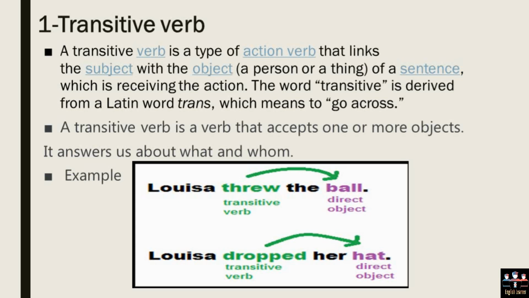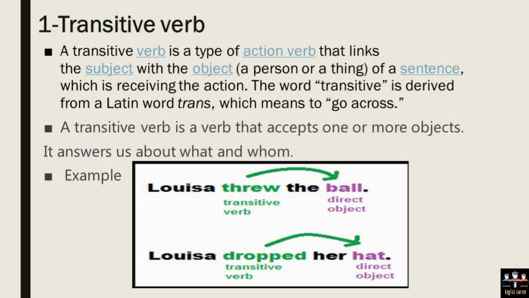So, threw is a transitive verb in this example. Let us apply the tip rule on it. What did Lucia throw? It is answering us about what. It means that it is a transitive verb. Every transitive verb is going to give you an answer of what or whom.